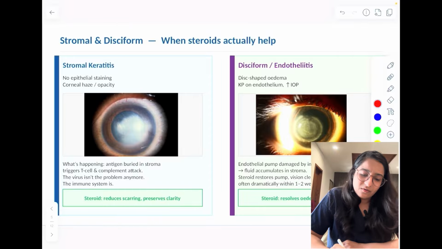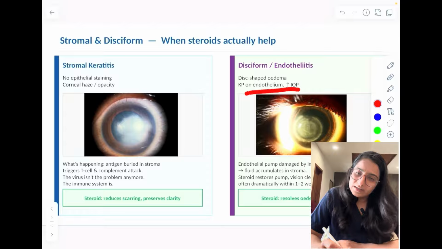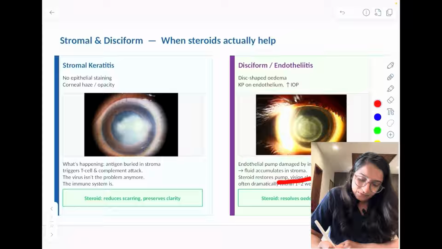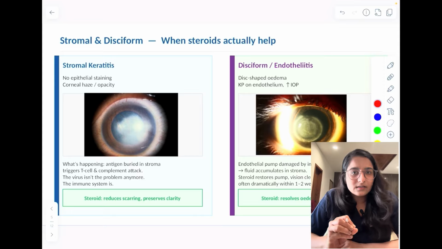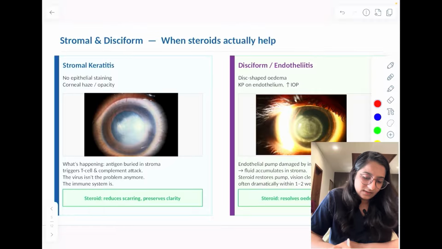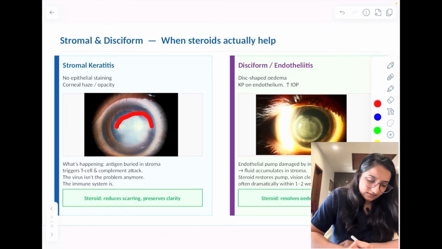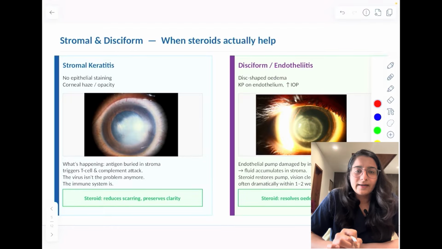While in case of disciform keratitis or endothelitis, disc-shaped edema occurs, KP is on the endothelium, and there is an increase in IOP. So the endothelial pump is getting damaged by immune attack and fluid accumulates in the stroma, and steroid restores this pump and vision clears within 1 to 2 weeks. So steroid resolves edema and restores the vision. So we want steroid in case of disciform keratitis or endothelitis. So understood that? Whenever you see stromal keratitis or stromal edema with raised IOP, steroid is indicated, but under the antiviral cover.